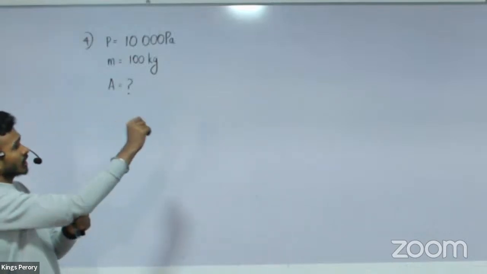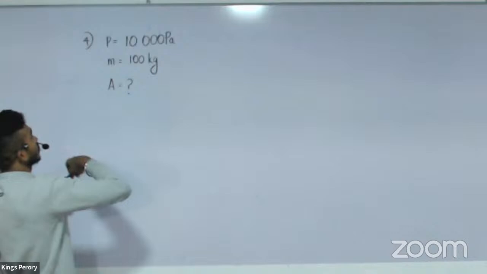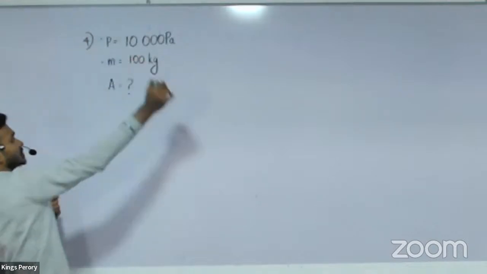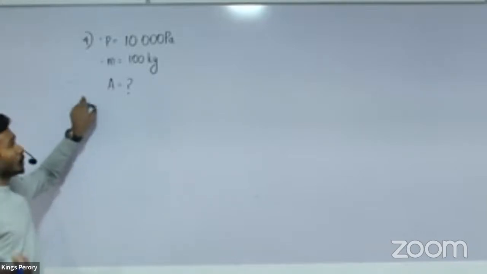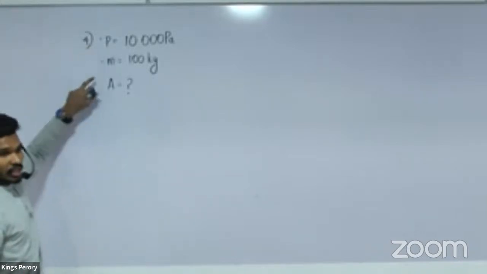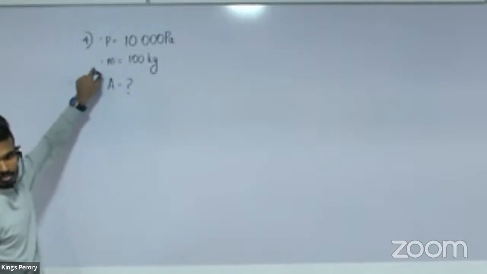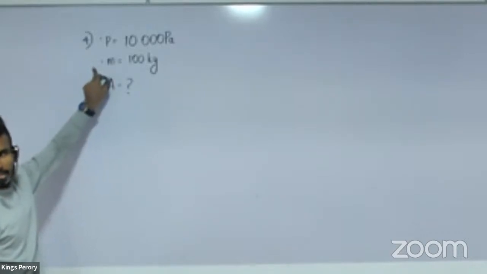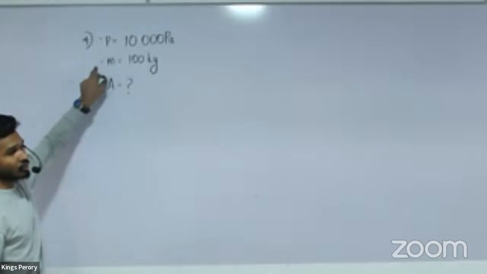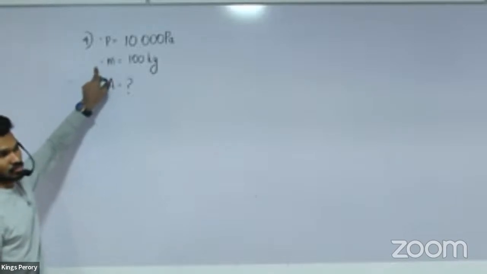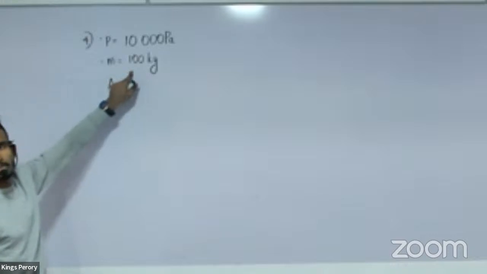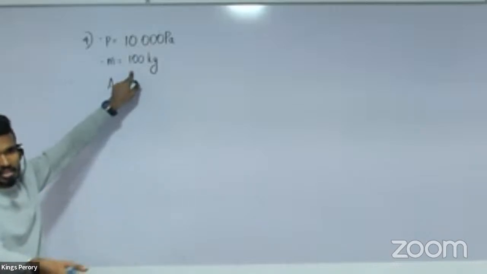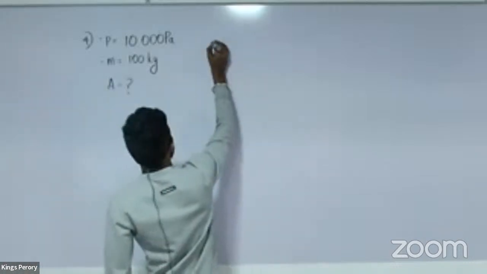Right, listen, those who are stuck, listen. Pressure given, mass given. They're asking area. To talk about pressure, you need area and the force. So using mass, can you do anything here? No. First of all, find the force there. Mass of a car is 100 kilogram. Then what should be the weight of the car? 1000. Then what should be the force there? 1000.